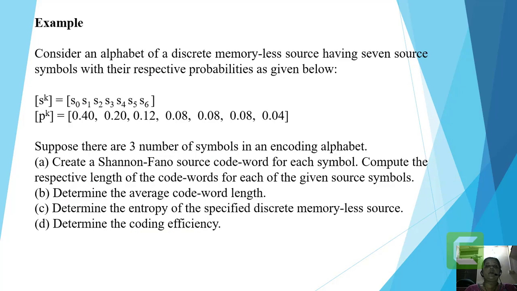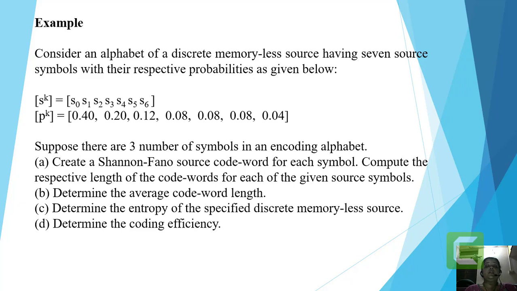Let's try one example. The given example is a source which is capable of generating symbols with the probabilities of 0.40, 0.20, 0.12, 0.08, 0.08, 0.08 and 0.04.